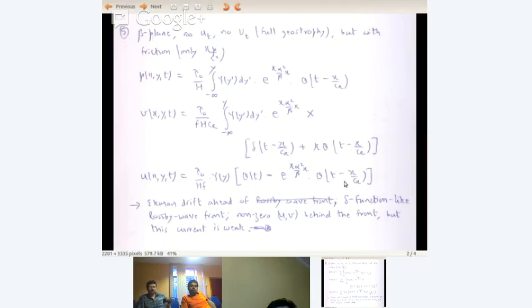The Ekman drift is not cancelled out completely, because as the Rossby wave propagates westward, it damps a bit. And since it damps a bit, it leaves behind a small V field and a small U field, because the Ekman drift cannot be cancelled completely. So there's Ekman drift ahead of the delta function like Rossby wave front. There's non-zero U, V behind the front, but this current is weak.